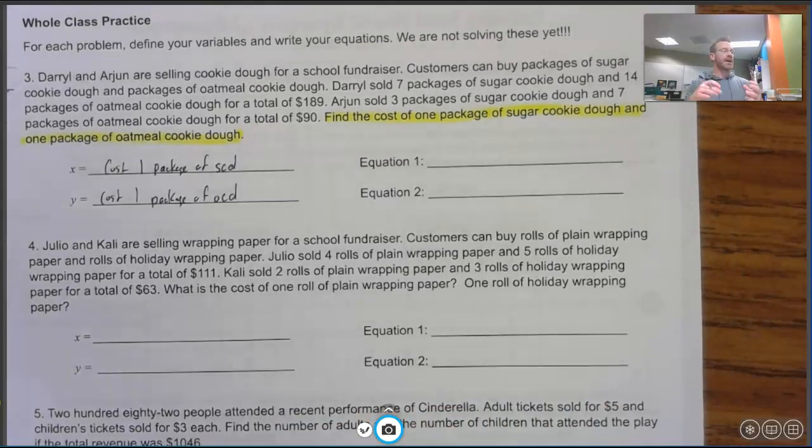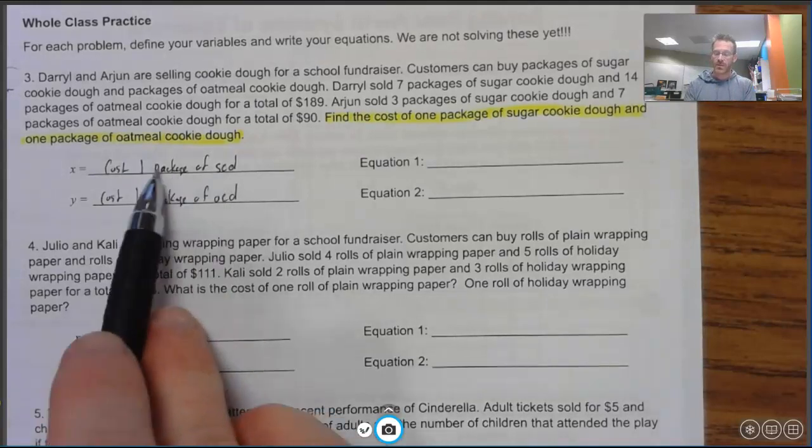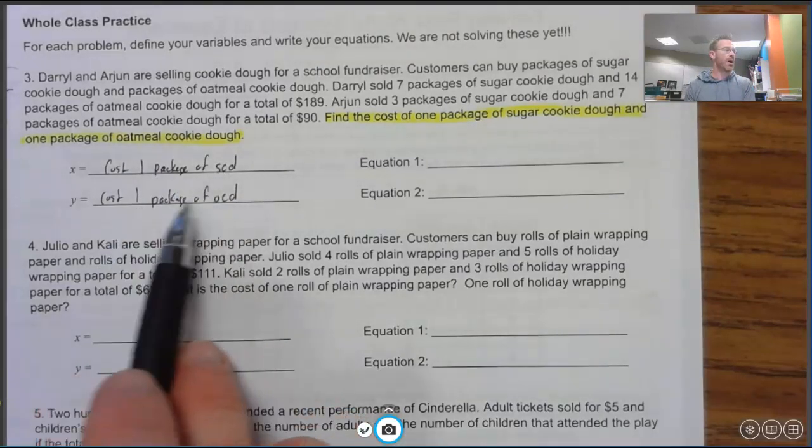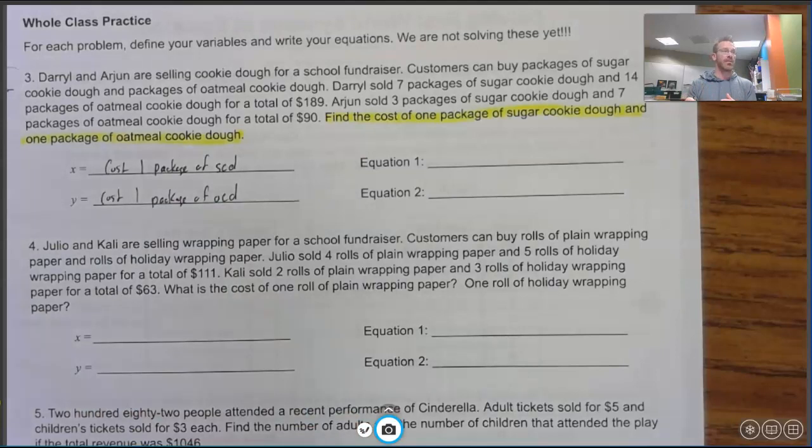And so we know when we get our solution, when we find our point of intersection, the X value is going to represent the cost of the sugar cookie dough, and the Y would represent the cost of the oatmeal cookie dough. So now what we have to do is look at other pieces of information here. I'm going to grab one more highlighter for us. Okay, so now I'm going to go back to what it tells us about Daryl.